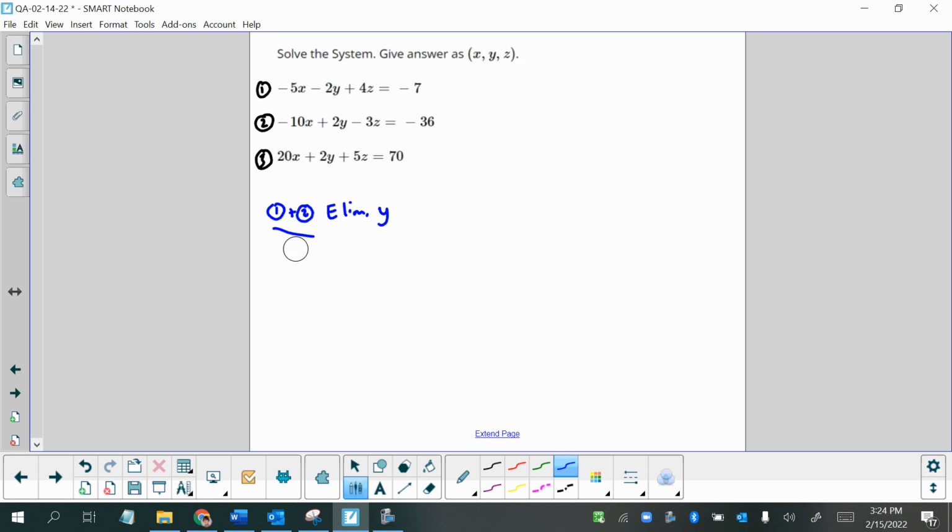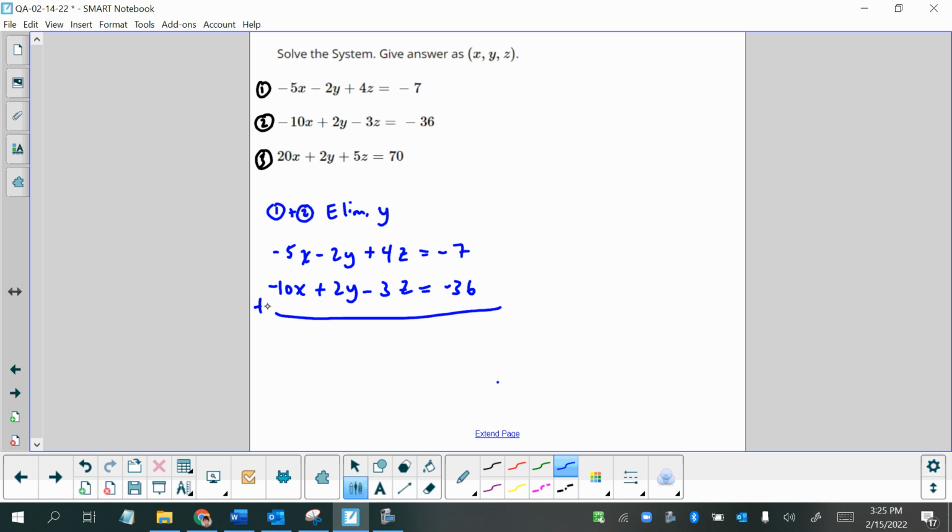Let's start by bringing down the first equation, negative 5x minus 2y plus 4z equals negative 7. And the second equation, negative 10x plus 2y minus 3z equals negative 36. I'm going to add those together. So I combine like terms. My negative 5x and negative 10x gives me negative 15x.